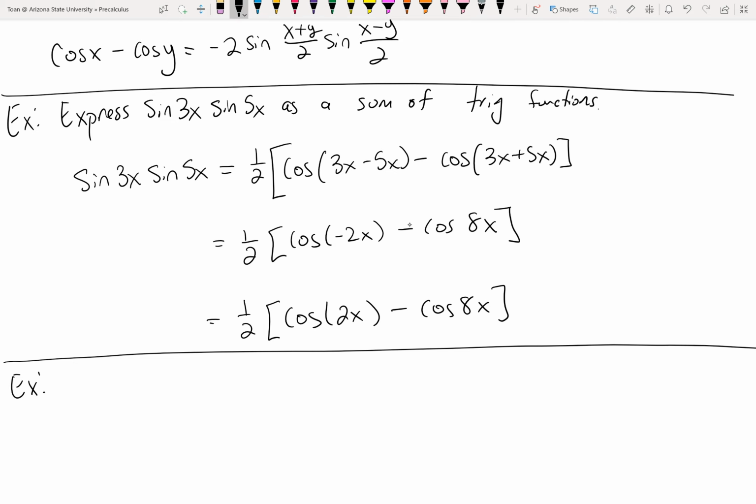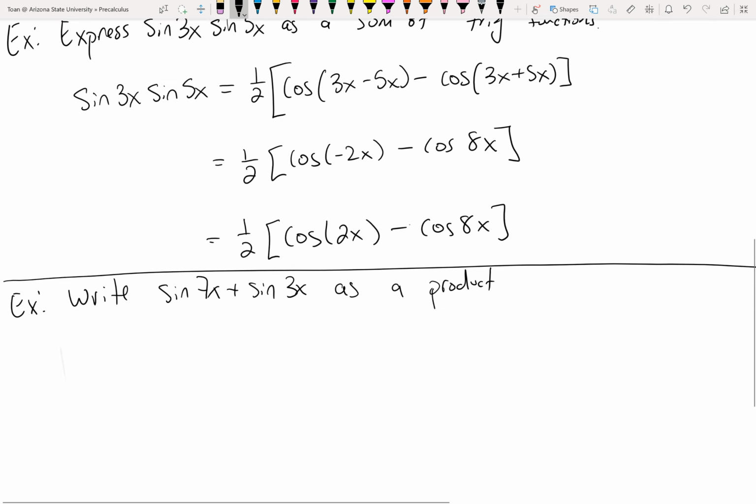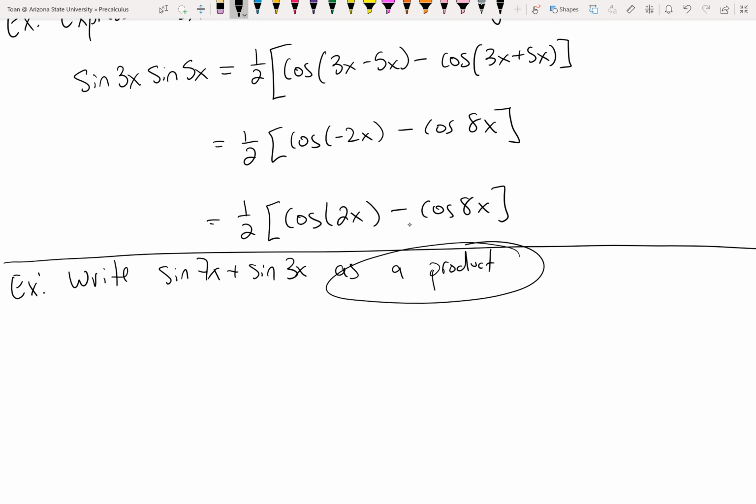So for example, let's say I asked you to write sine of 7x plus sine of 3x as a product. Again, I'm giving you a whole bunch of red flags. I'm telling you, write it as a product. And I start off with a plus. So this is clearly sums to product. I'm not going to scroll back up. You should have it in your notes.